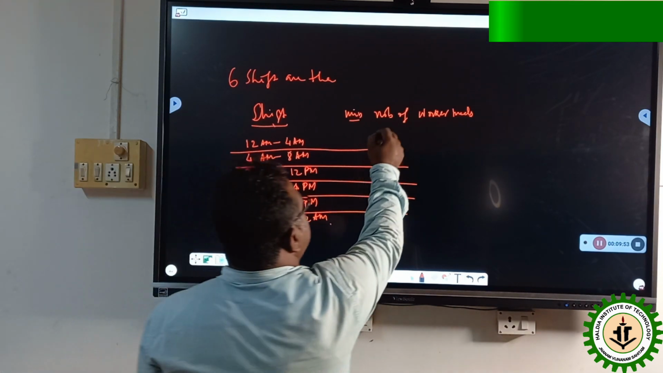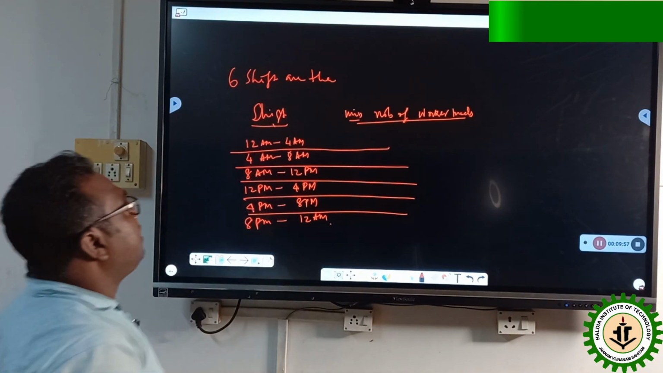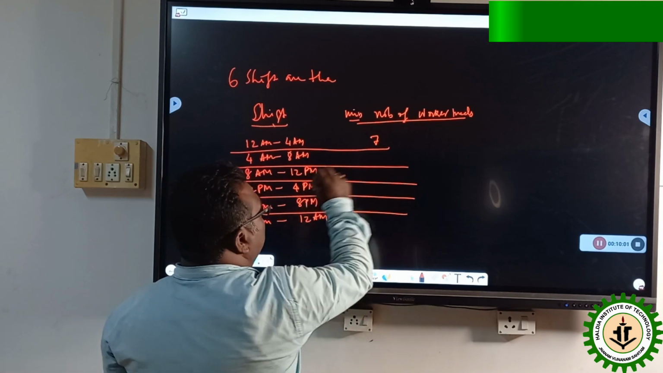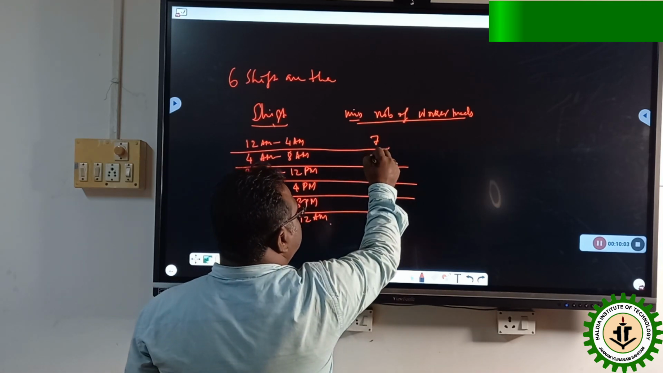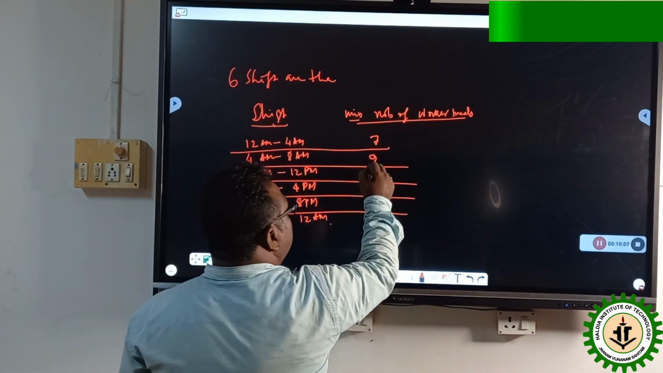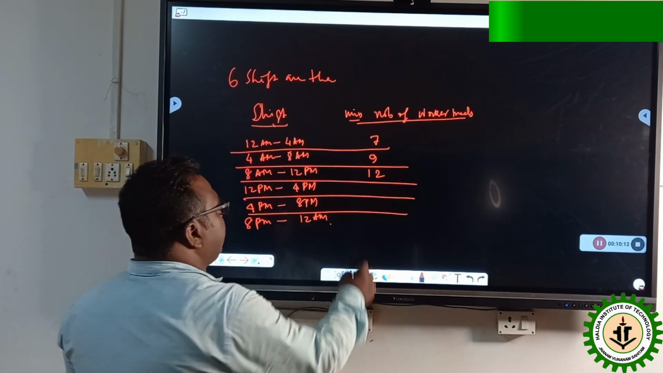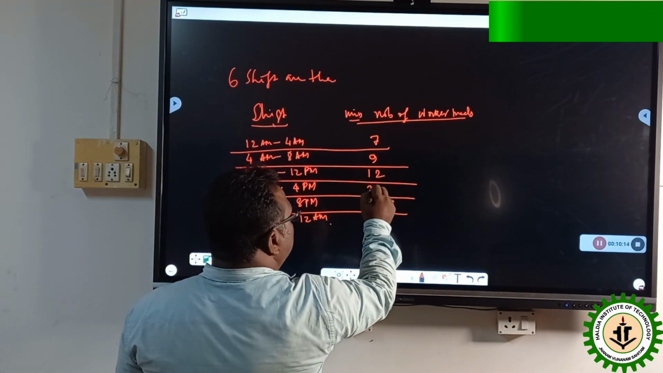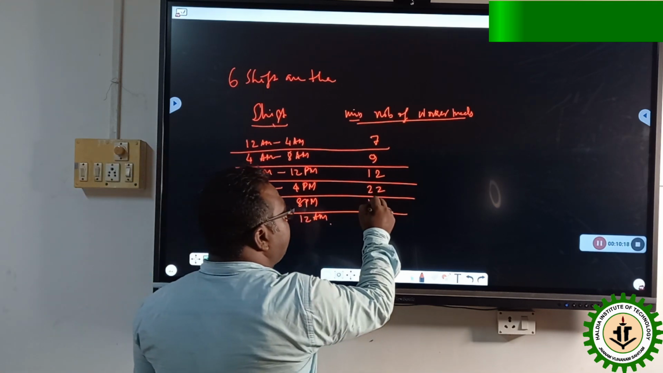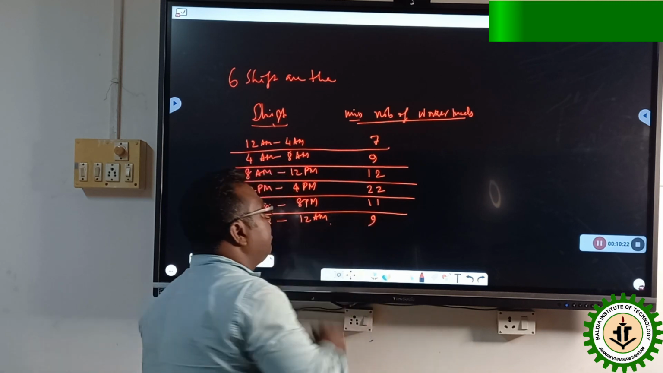And here, what is the minimum number of workers needed? This is defined. Let there be 7 workers needed from 12 to 4. From 4 to 8, let 9 be the minimum workers needed. From 8 to 12, let 12 workers be needed. From 12 to 4, you need 22 workers. From 4 to 8, let 11 workers be needed, and from 8 to 12, you need 9 workers.